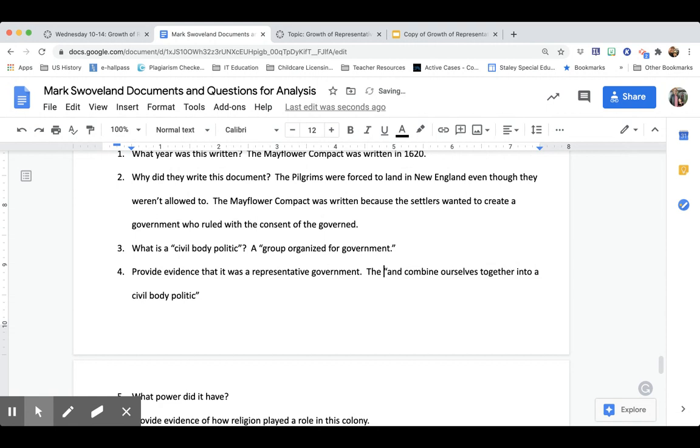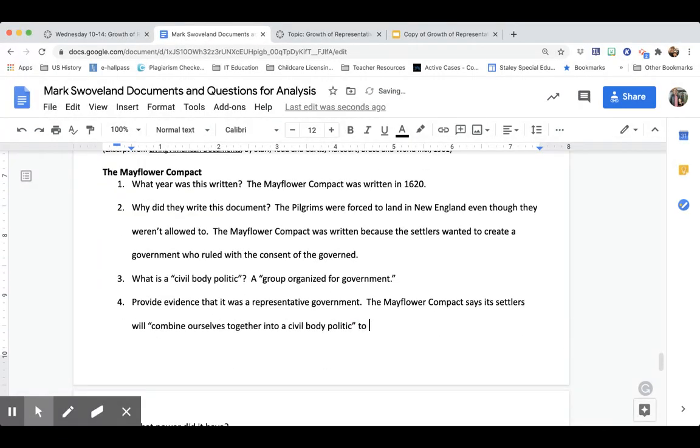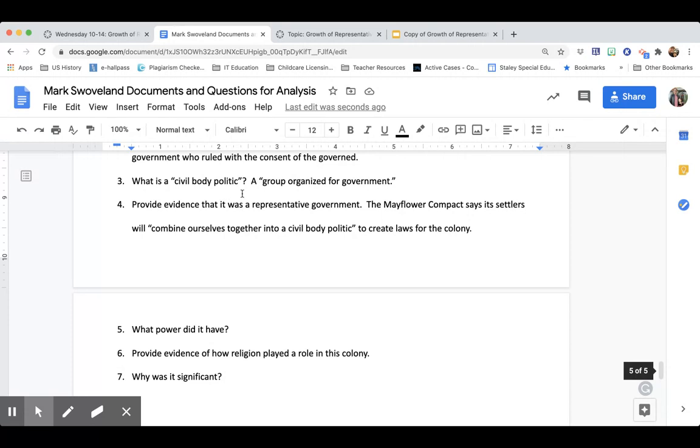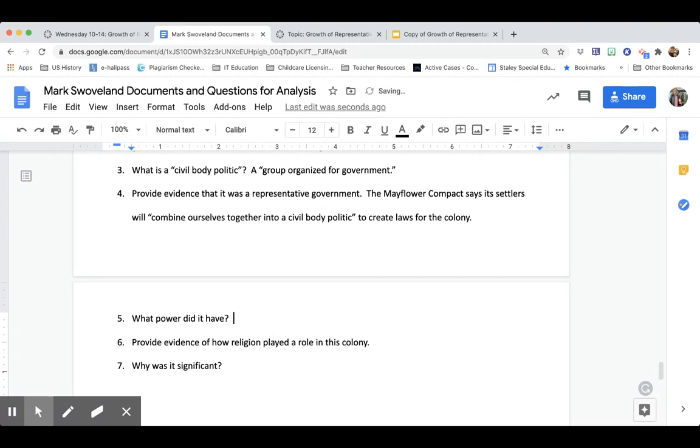So I'm going to say the Mayflower Compact says its settlers will combine ourselves into a civil body politic to create laws for the colony. All right, so the Mayflower Compact says its settlers will, quote, combine ourselves together into a civil body politic to create laws for the colony. So there again, we're embedding a quote into our answer, and that's the best way to use text evidence to support yourself.